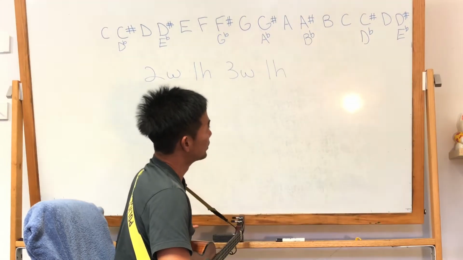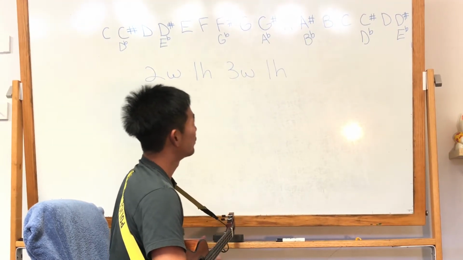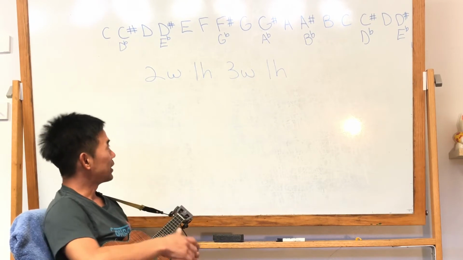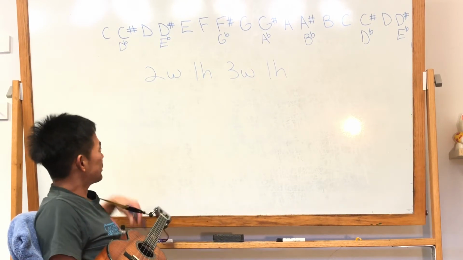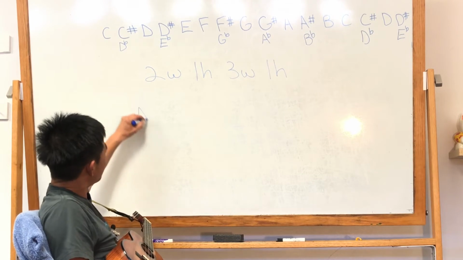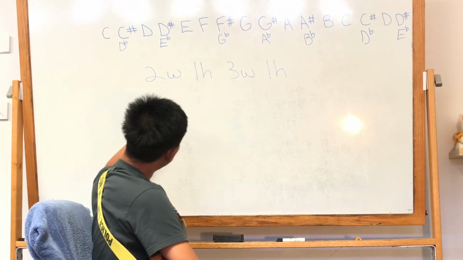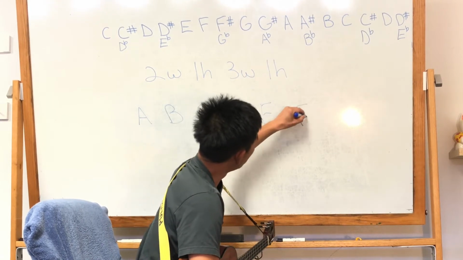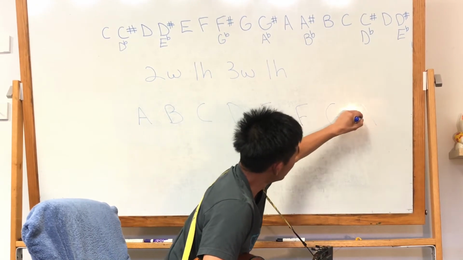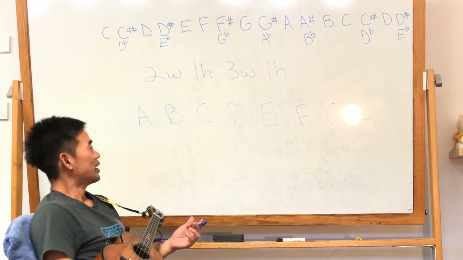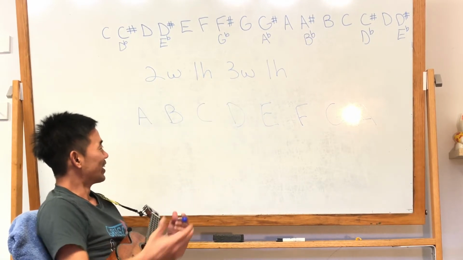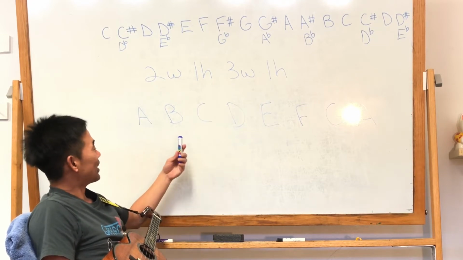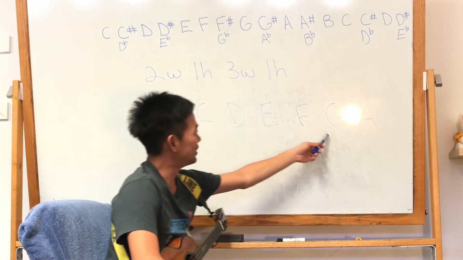Okay, let's do the key of A. First of all, the first thing you can do is think all natural notes. A, B, C, D, E, F, G, A. So this is not your major scale, but I just wrote it out using natural notes. A, B, C, D, E, F, G, and back to A.